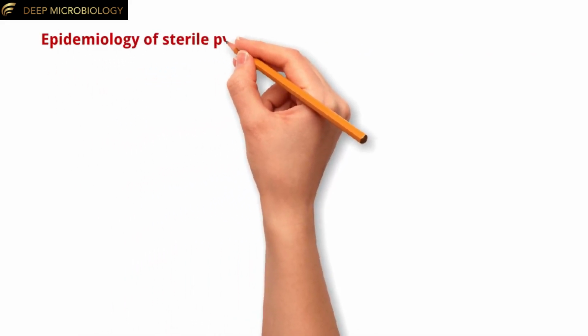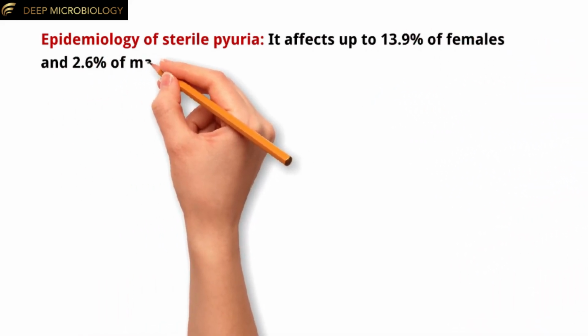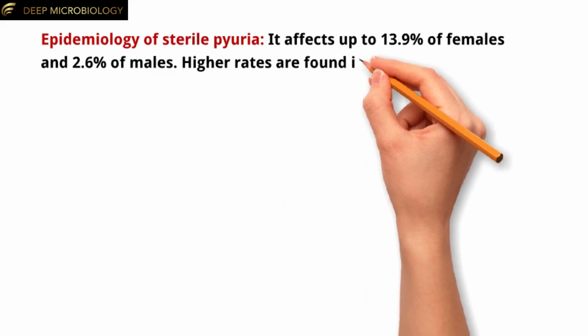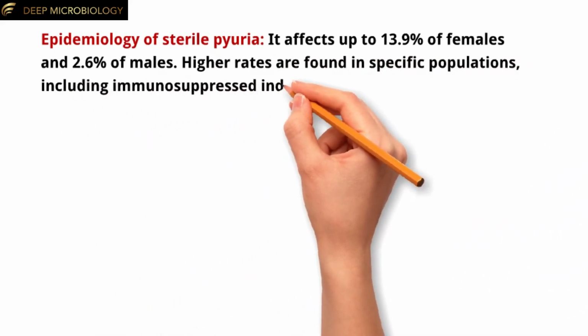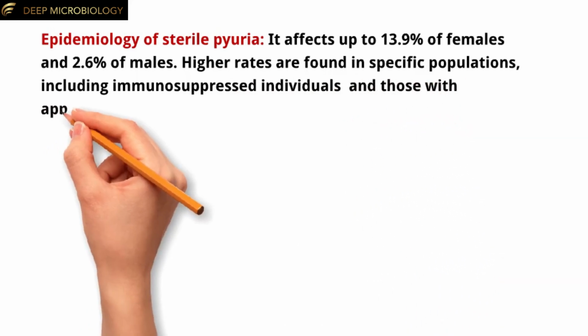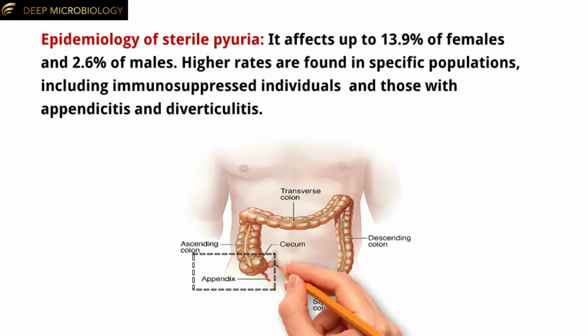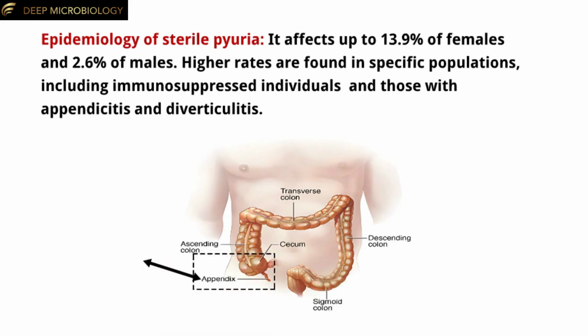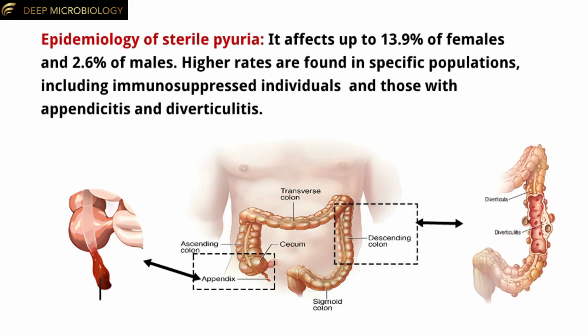Epidemiology of sterile pyuria. It affects up to 13.9% of females and 2.6% of males. Higher rates are found in specific populations, including immunosuppressed individuals and those with appendicitis, an inflammation of the appendix, a small pouch attached to the large intestine, and diverticulitis, an inflammation or infection of diverticula, which are small pouches that can form in the walls of the colon.